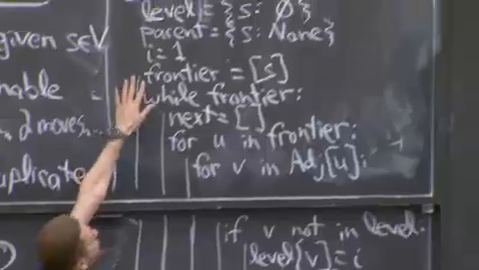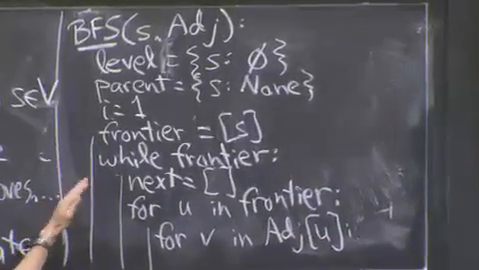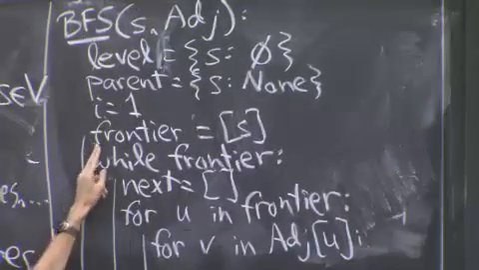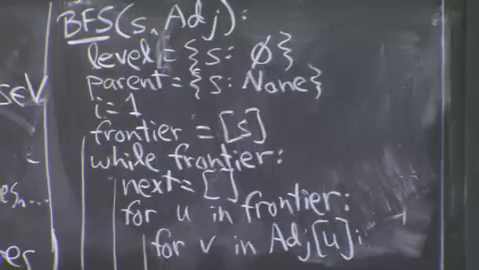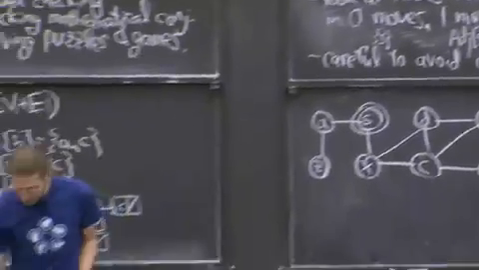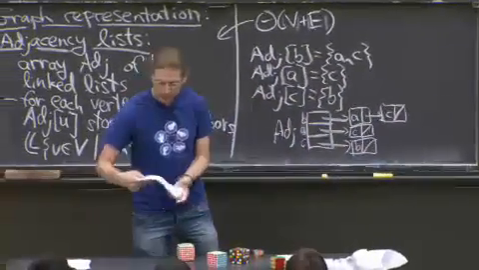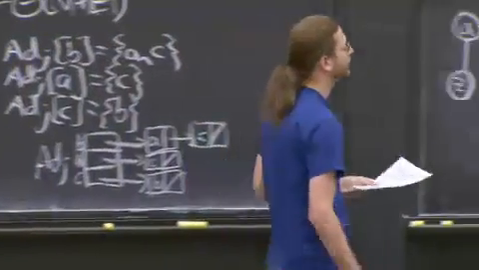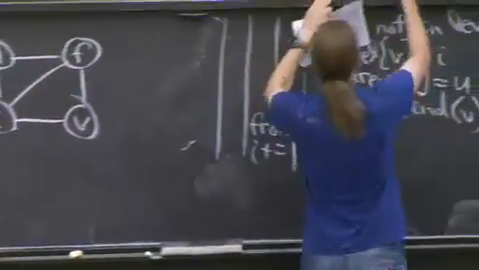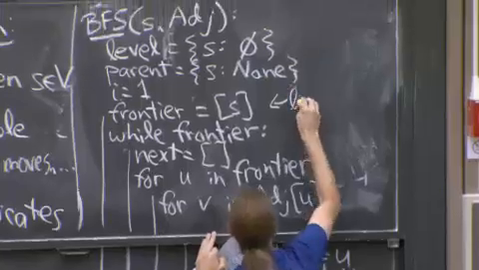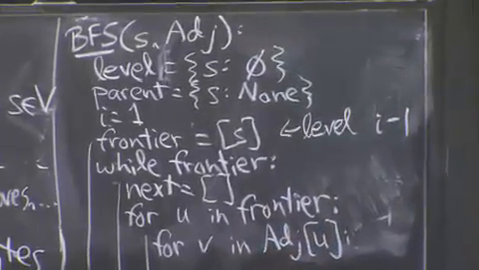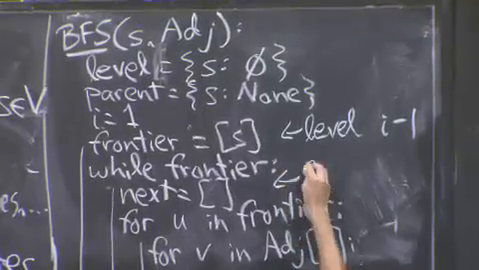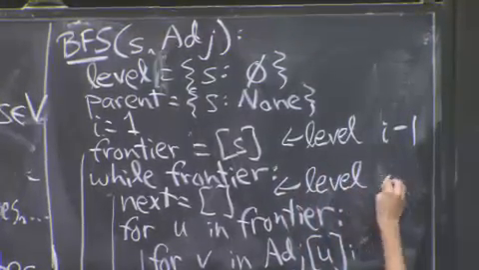And then the top of the algorithm is just some initialization. The basic structure, we have this thing called the frontier, which is what we just reached on the previous level. I think that's going to be level i minus 1. Just don't want to make an index error. So these are going to be all the things you can reach using exactly i minus 1 moves. And then next is going to be all the things you can reach in i moves.